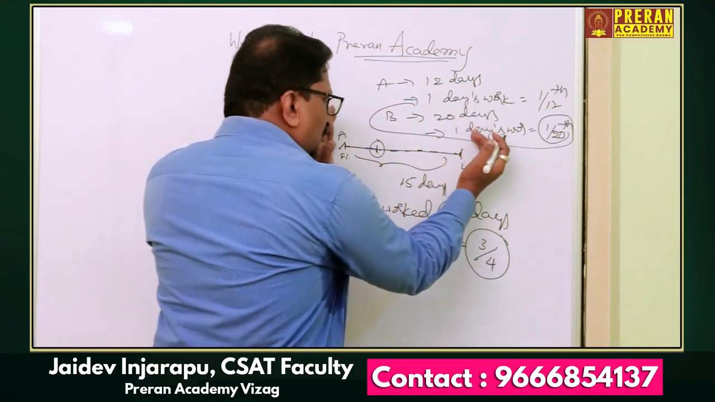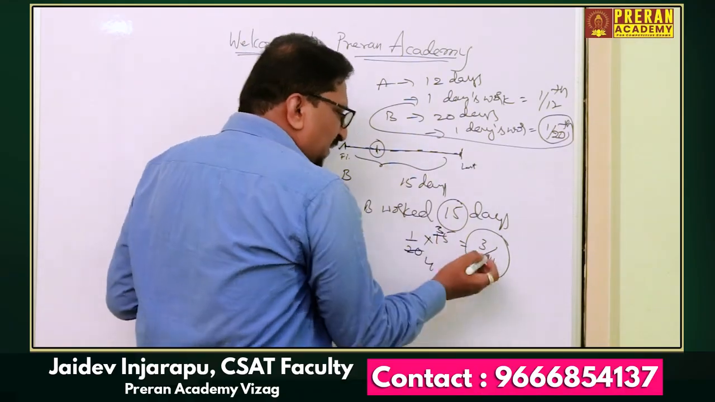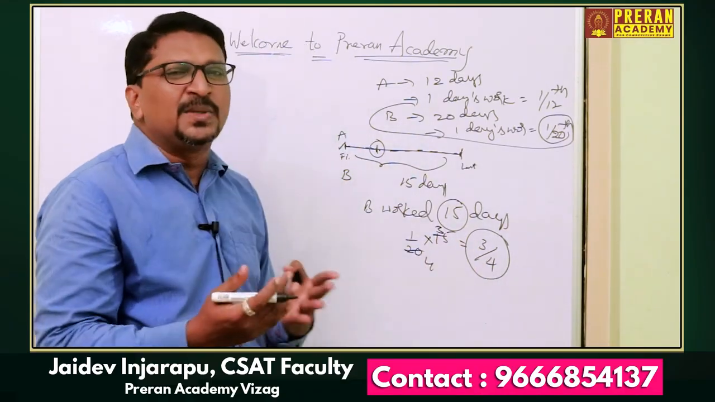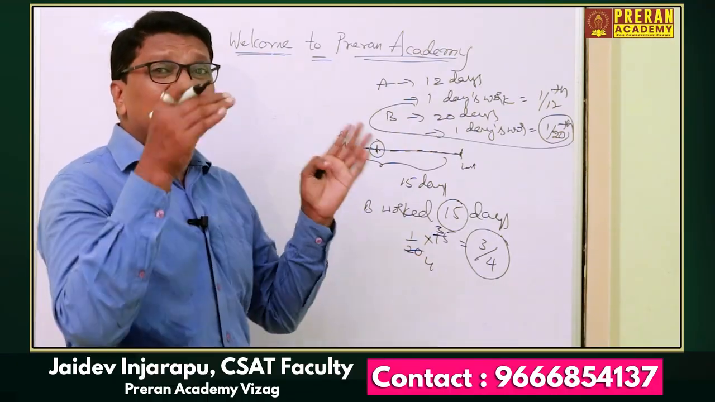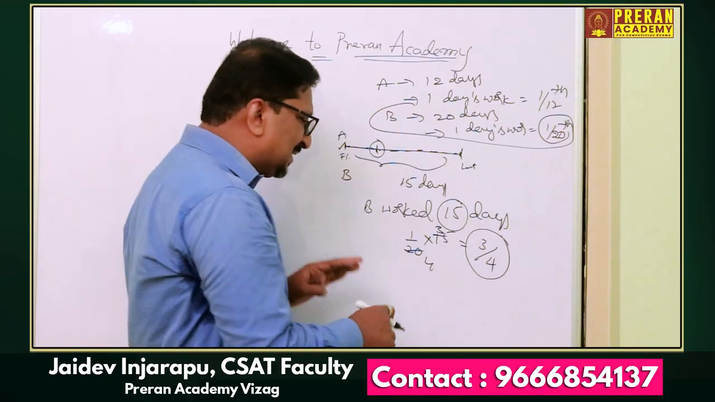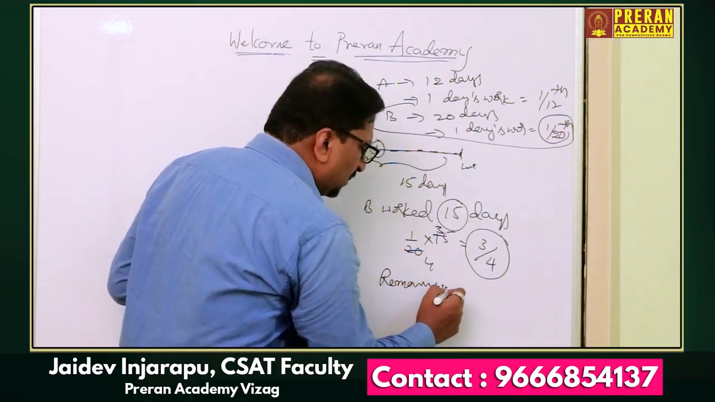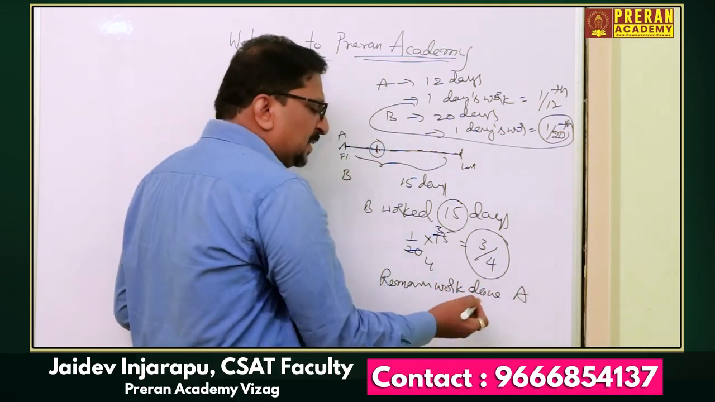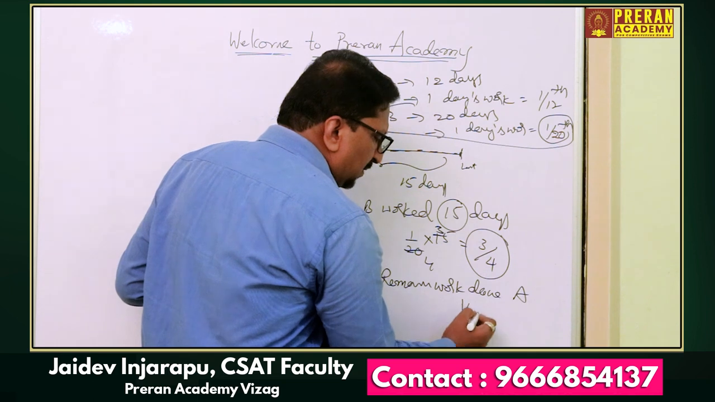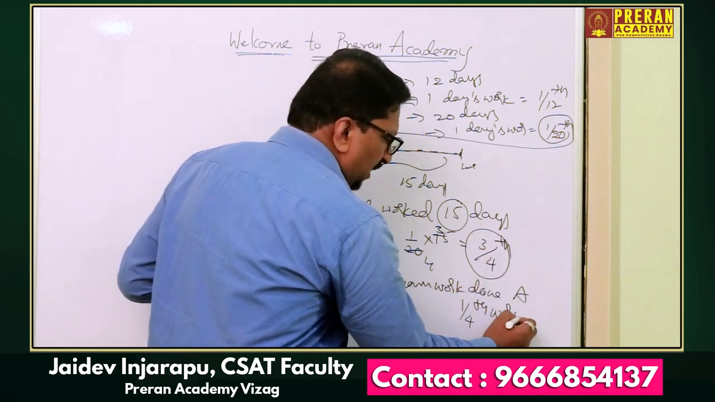Out of the total work, B has finished 3/4 of the work. What does it mean? There is a logical point we need to understand. B has finished 3/4 of the work, which means the remaining work is done by A. The remaining work, how much is it? 1/4 of the work is done by A.